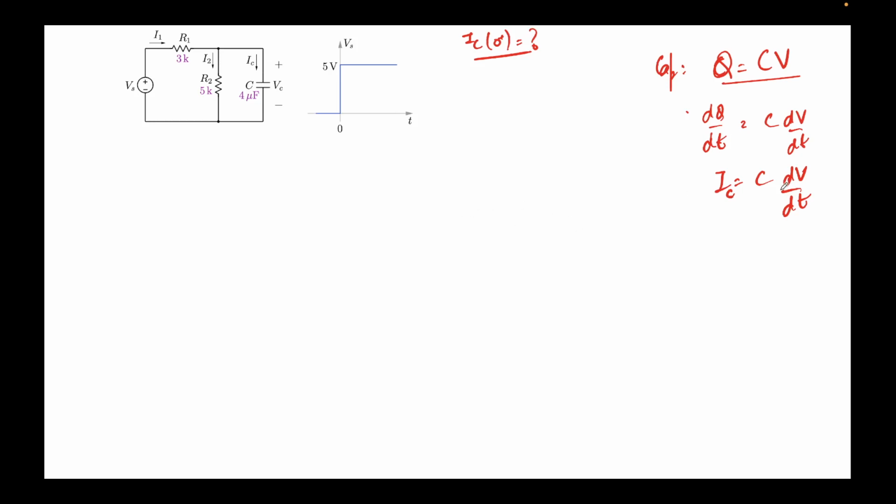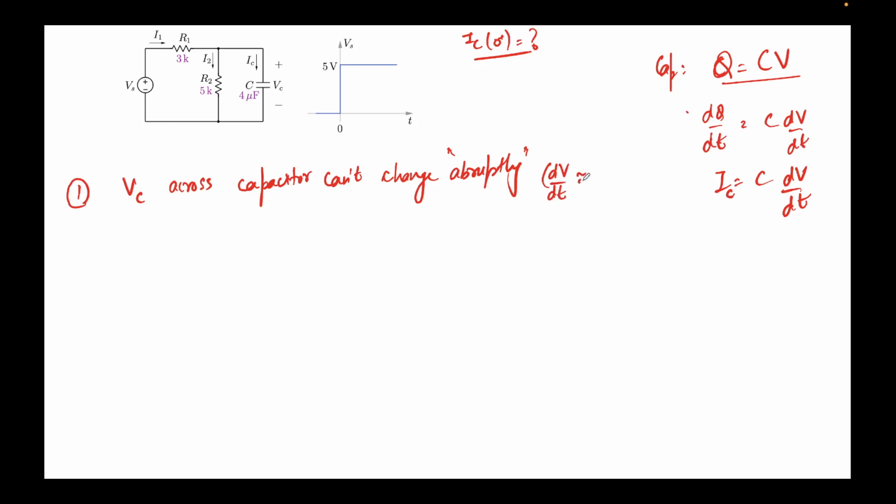Now if you carefully see, there is one more concept that we should talk about before we try to solve these problems. V_C across the capacitor can't change abruptly. Now, abruptly is a term that I'm using; by that I mean dv by dt should be close to 0.